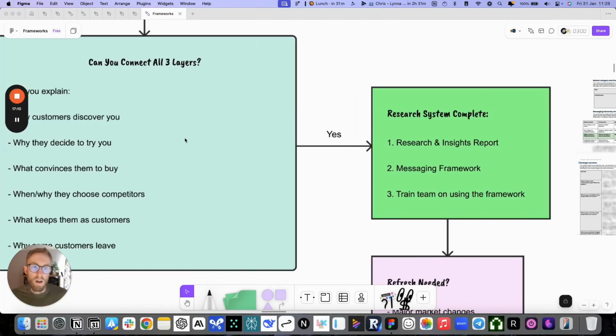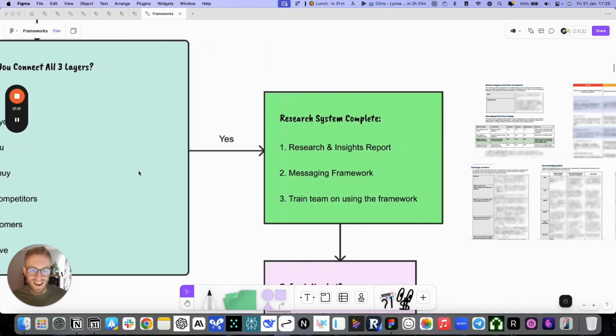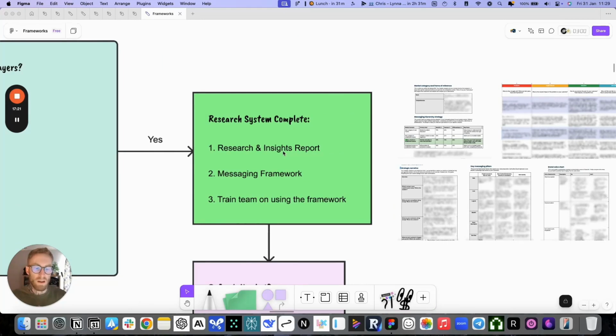If you know all of this stuff and you can understand the whole landscape, you have the right research, then it's time to collect all of the insights.